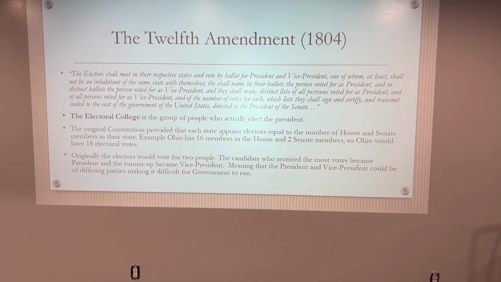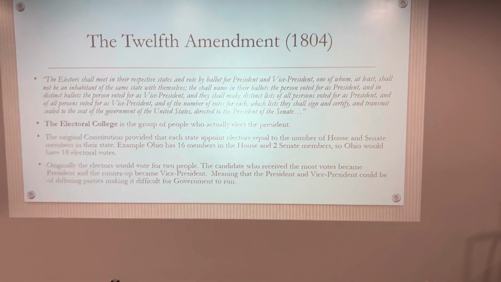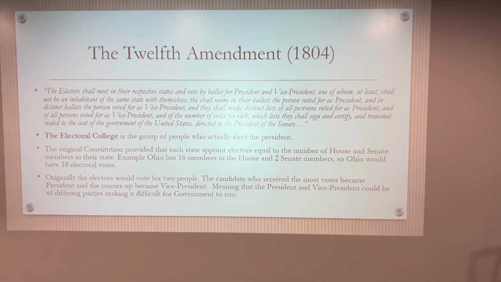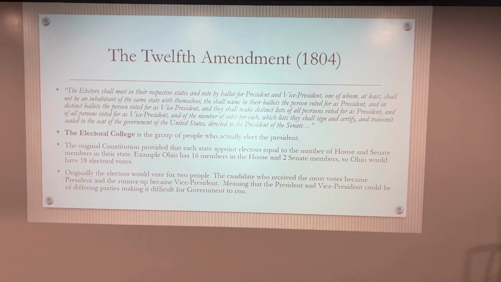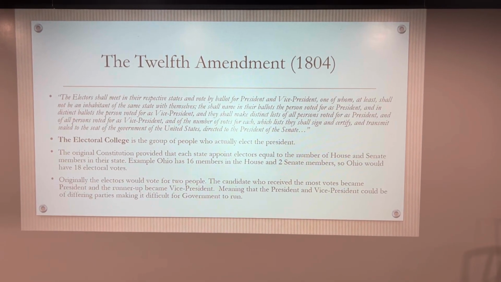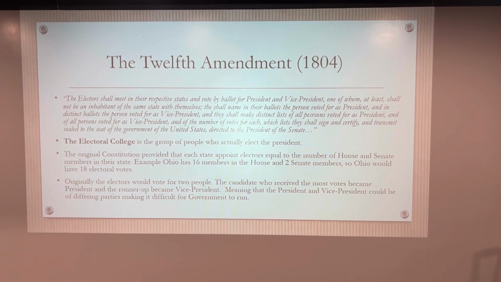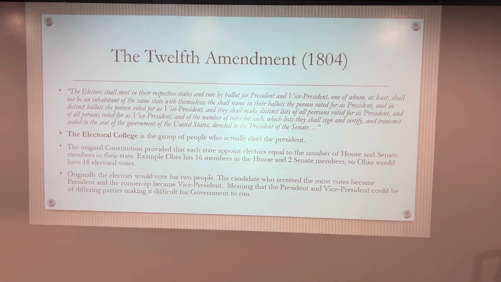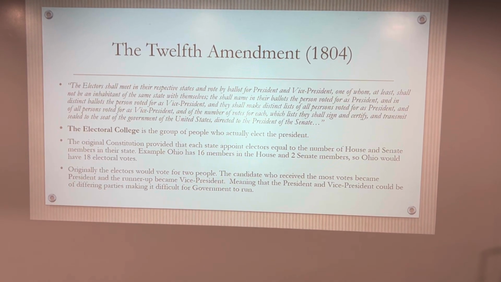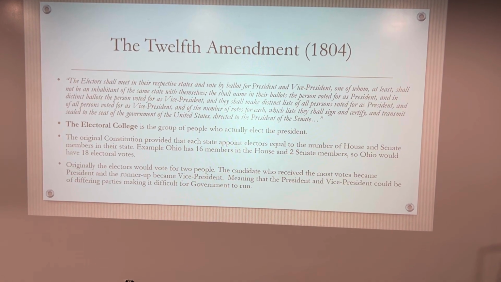The Electoral College is the group of people who actually elect the president. When we vote for the electors, we don't actually vote for the person running for president. We vote for the group of people who will vote for the president, which is the Electoral College.